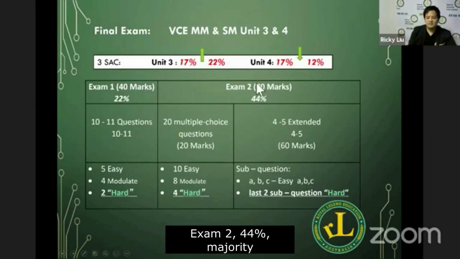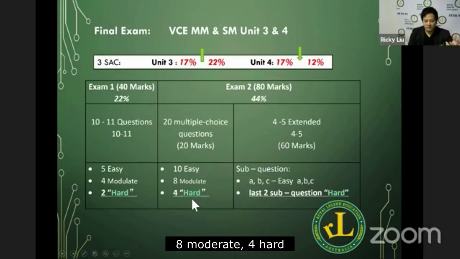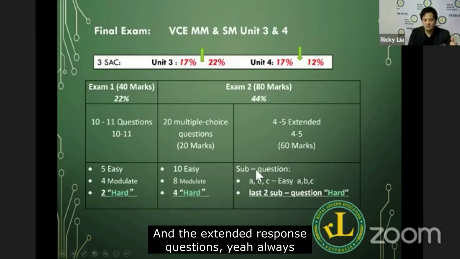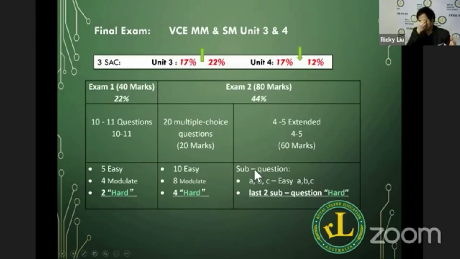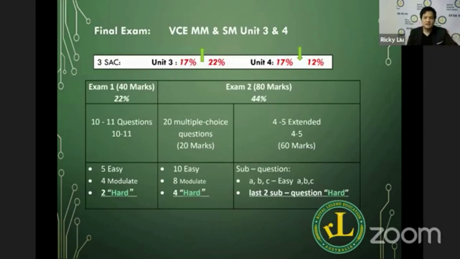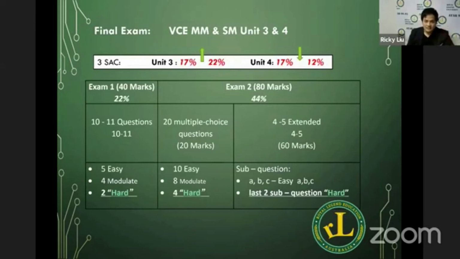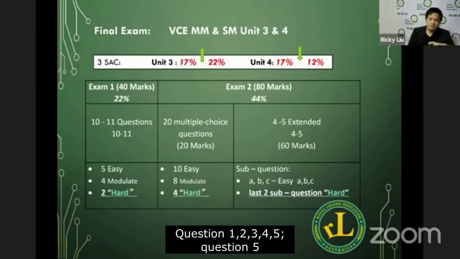Exam 2, 44%, the majority. 20 multiple choice, around 10 are easy, okay? 8 moderate, 4 hard. And the extended response questions, yeah, always the sub-questions for question 1, A, B, C, are easy. And then up until A, B, C, D, F, the F part is hard. Questions 1, 2, 3, 4, 5, the last question, question 5, is hard.